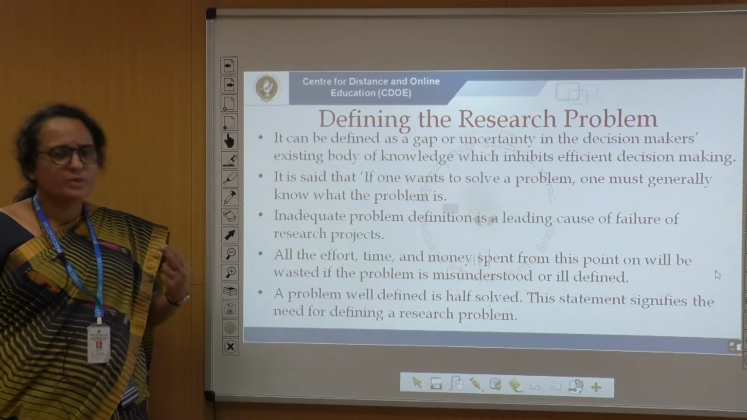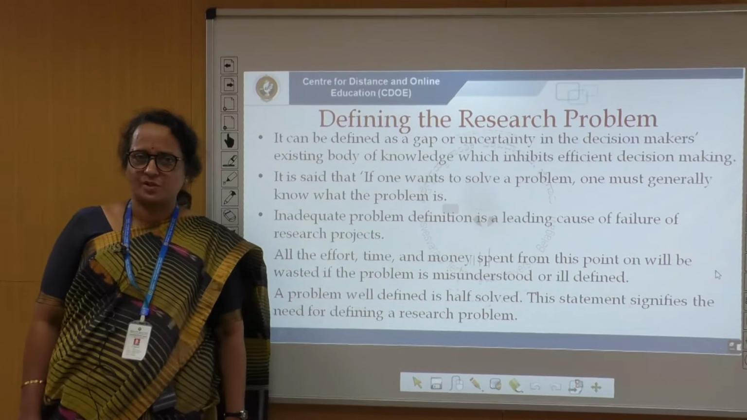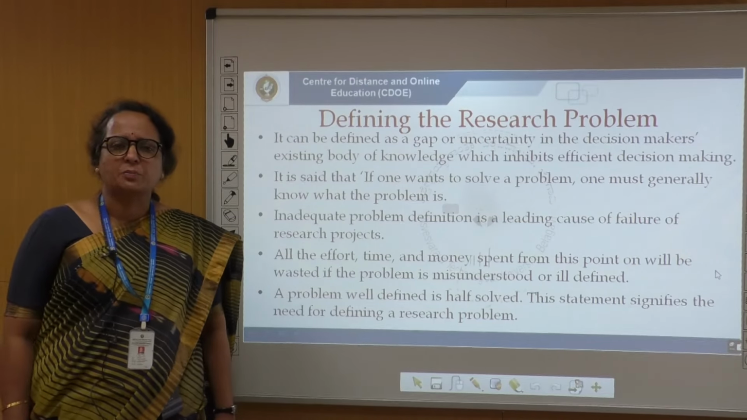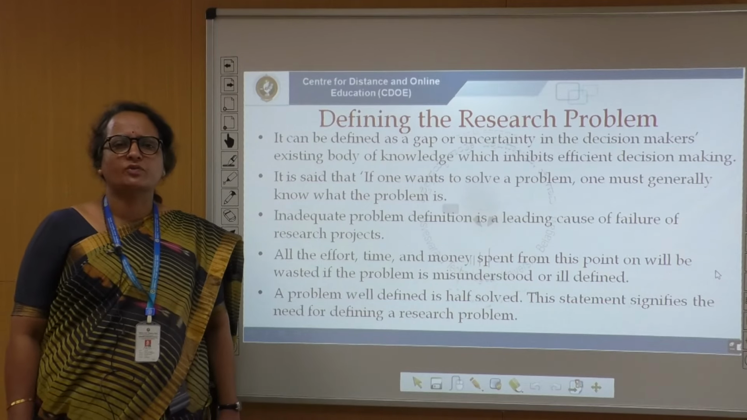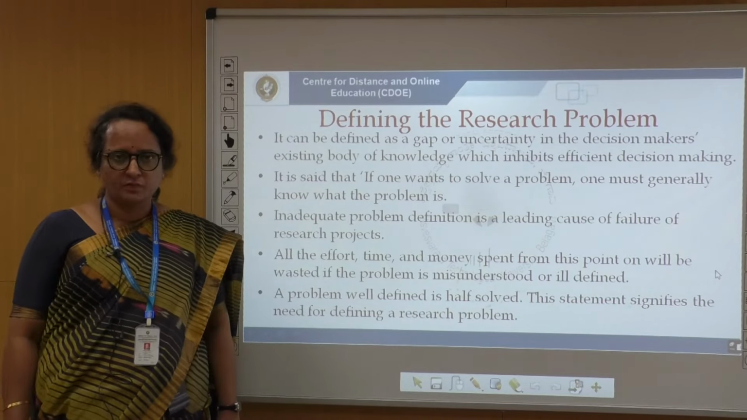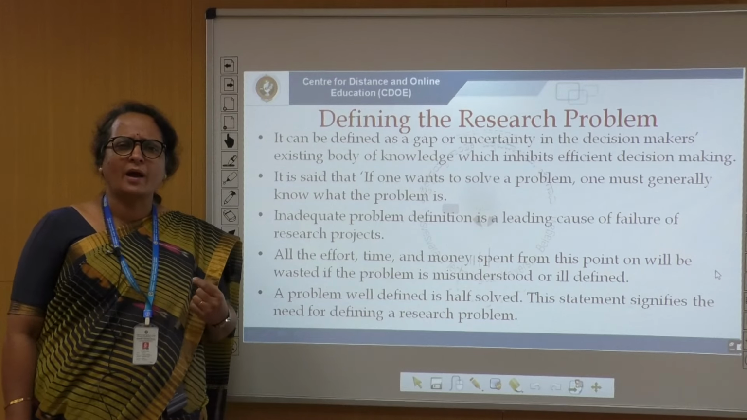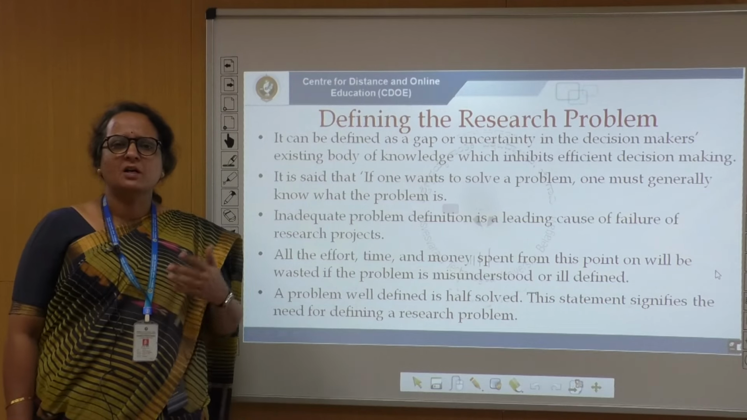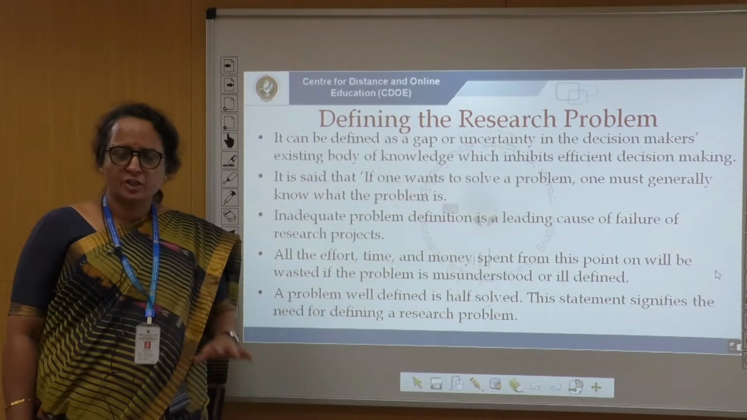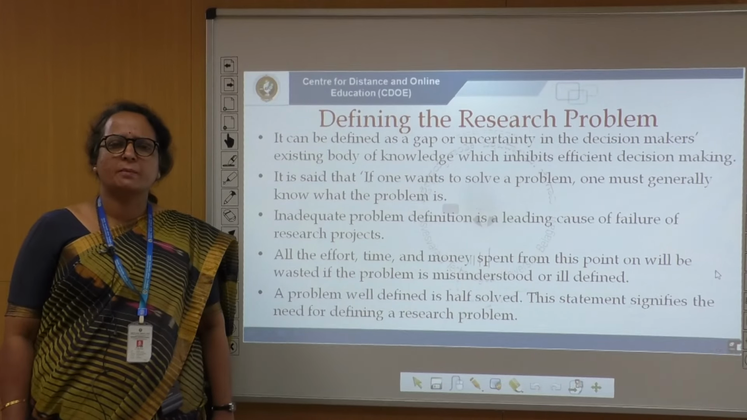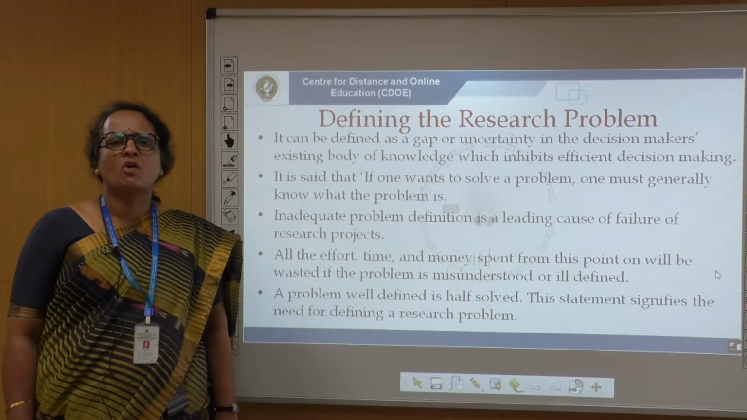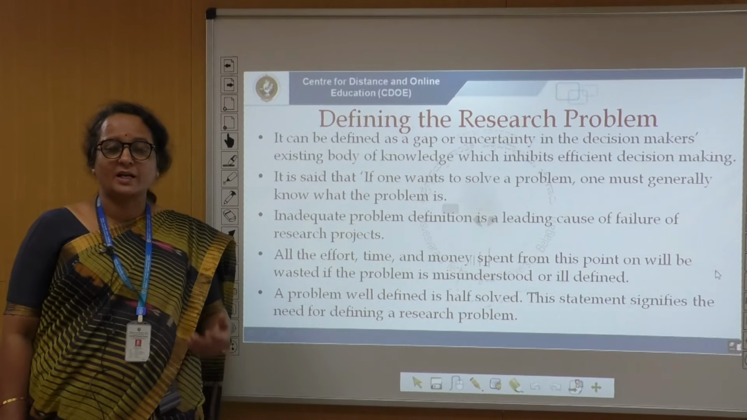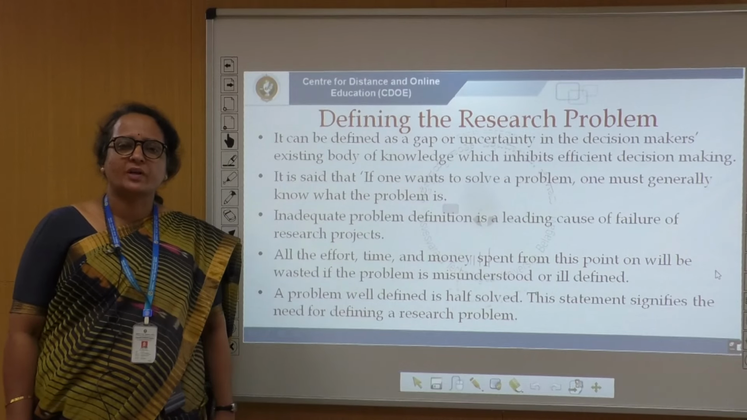There are two mistakes normally committed by researchers during the problem definition phase. One is defining the problem too narrowly, the other is defining it too broadly. If you define the problem too narrowly, too precisely, then what will happen? Sufficient data may not be gathered. If there is no sufficient data, analysis may not be performed in a better way, and the conclusions may not help the decision makers in the organization. That is the outcome of too narrow a definition of the problem.